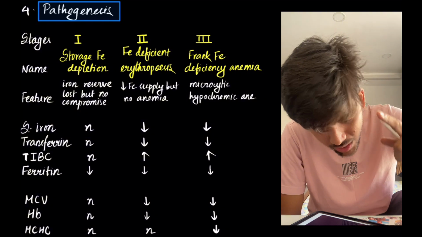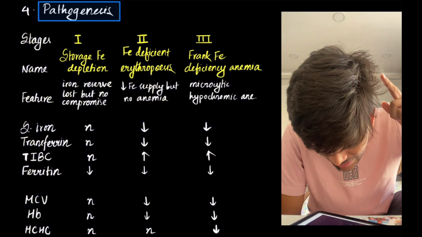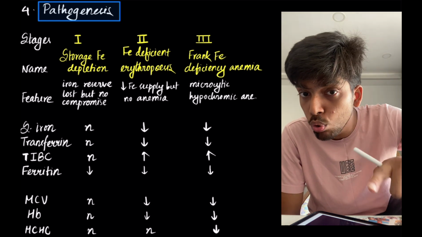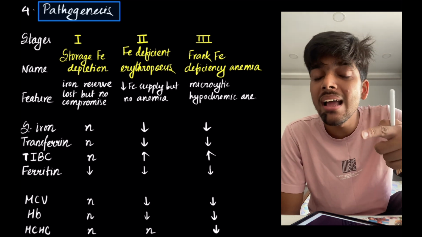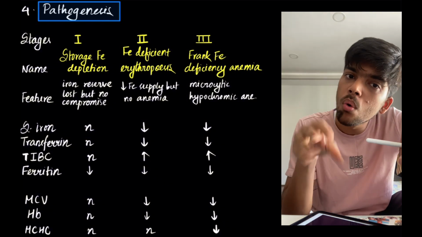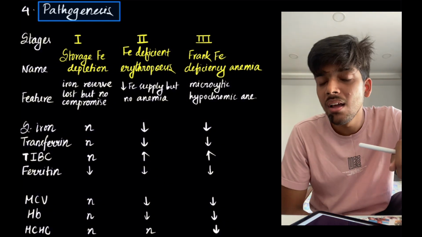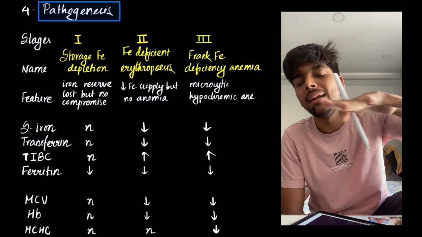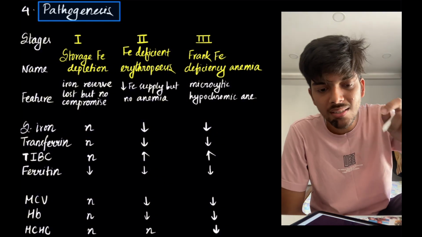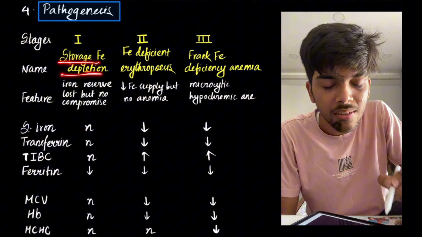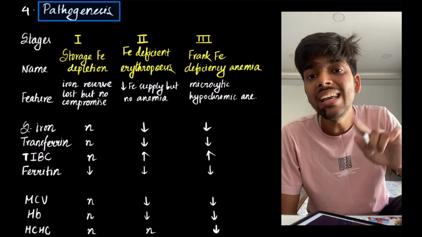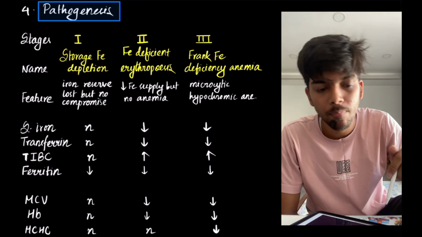So what happens initially? Initially, let's say there is less absorption of iron. So the iron level in the blood is supposed to go down. However, there is stored iron in the liver. So the liver starts giving away this stored iron to the blood. As a result, the level of iron in the blood is maintained, but the storage iron reduces. This stage is called storage iron depletion. Why? Because there is depletion in storage iron, but the iron level in the blood remains the same.